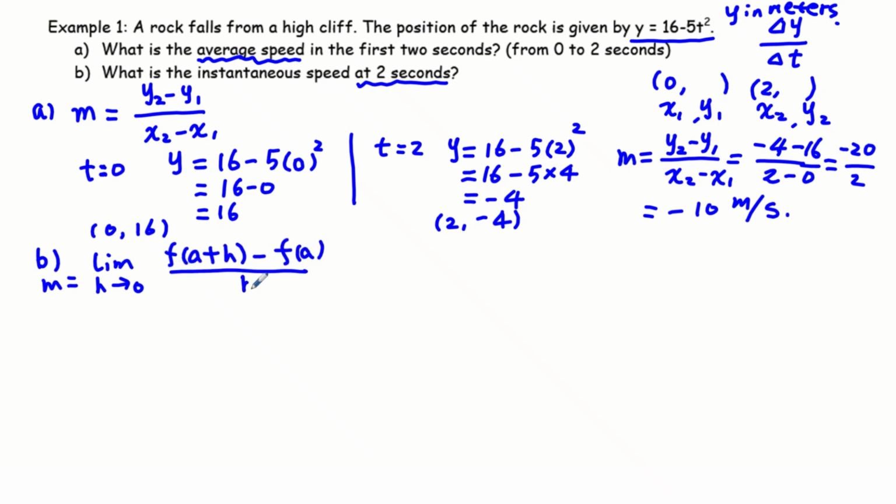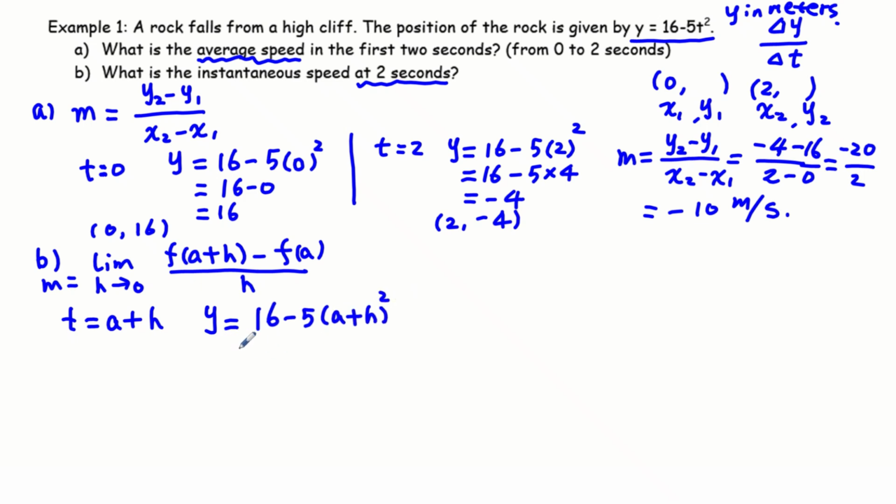So this is in function notation form, it's not in the xy notation form, but we could use the same idea. When t equals a plus h, then what's the y value? That is f at a plus h. So we sub in a plus h into the given function. We have 16 minus 5 bracket a plus h bracket squared.